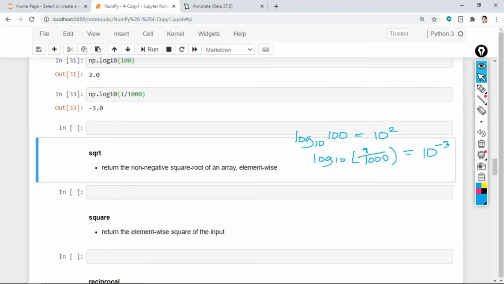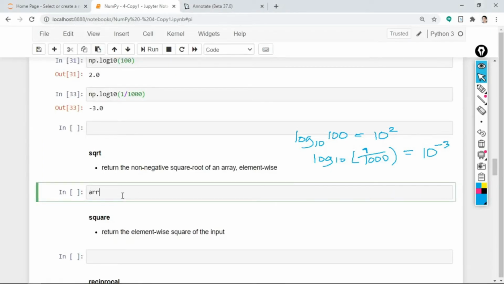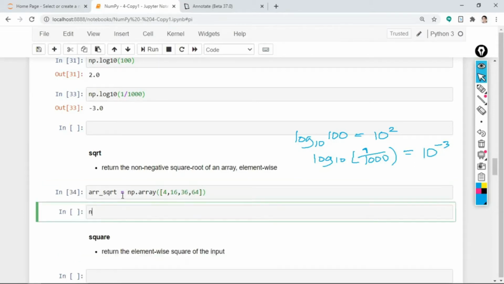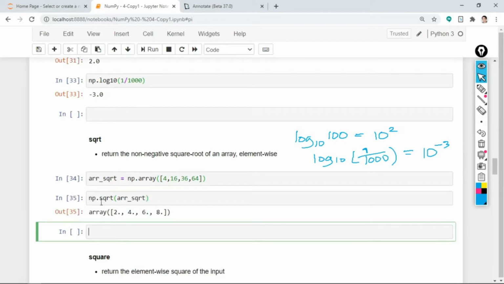Okay, so of course this is very familiar, the square root. So for example, we have defined an array sqrt, equal to np.array, say 4, 16, 36, and 64. So I'll enter. So np.sqrt, remember sqrt, of the array sqrt. So we find the square root of the number. I know you're familiar with that.